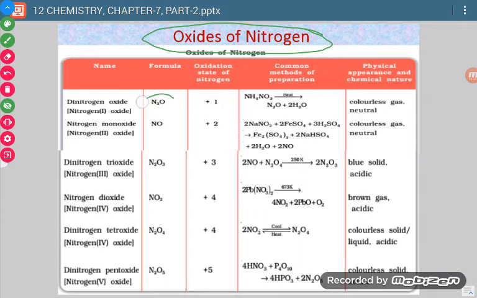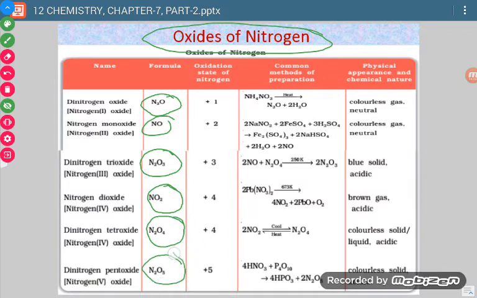This is called dinitrogen oxide. Another one is nitrogen monoxide, NO. Another one is dinitrogen trioxide. The next one is nitrogen dioxide. Next one is nitrogen tetroxide. Next one is dinitrogen pentoxide. So, what is the difference between all these?